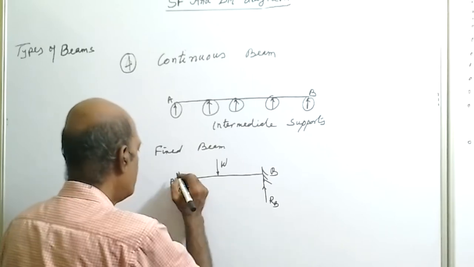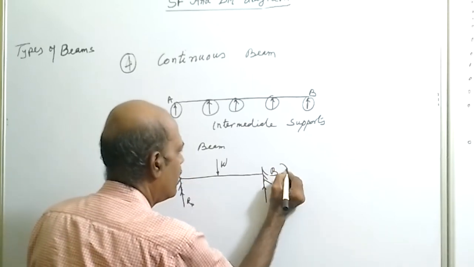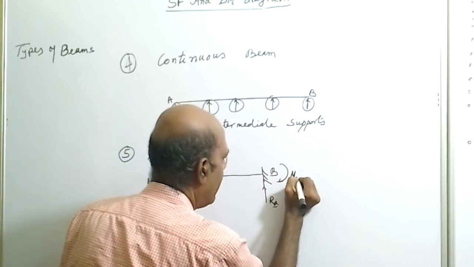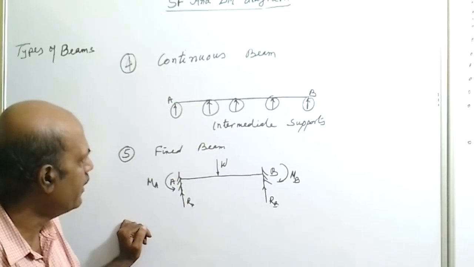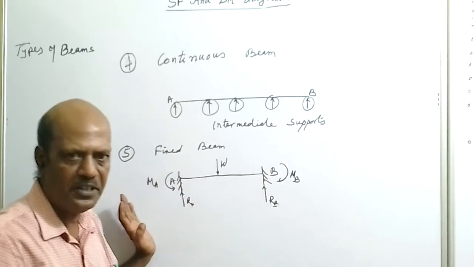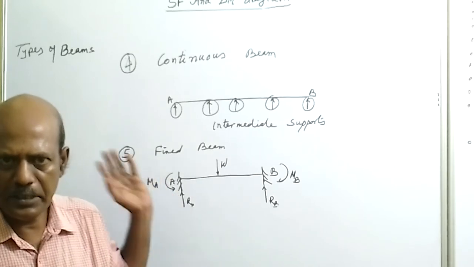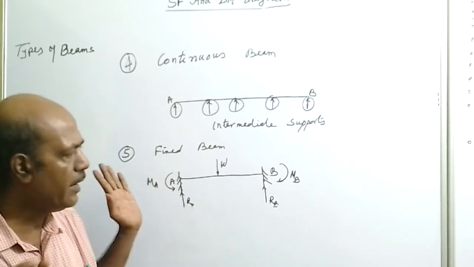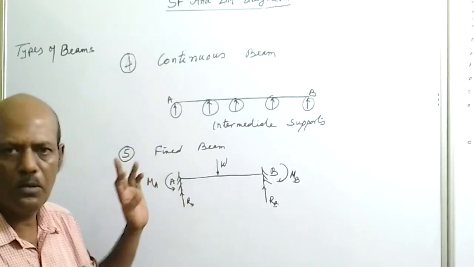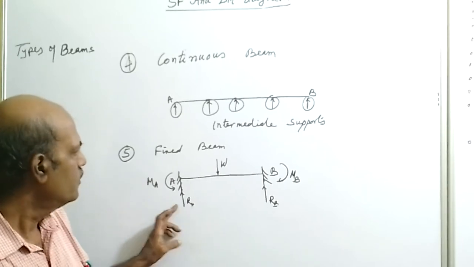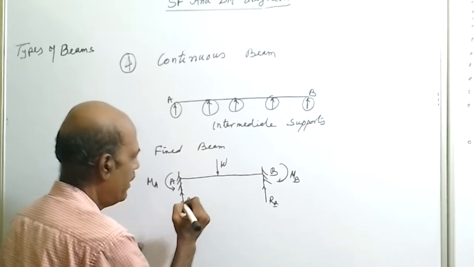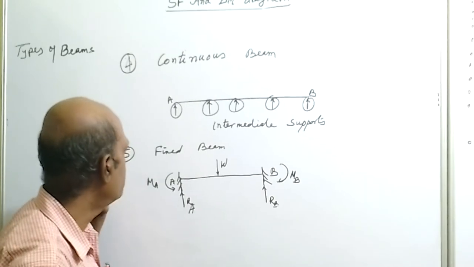Along with the reaction at both fixed ends, a moment will also develop, that is MA at A and MB at B. So this beam is called the fixed beam, the beam whose both ends are rigidly fixed at the ends. In this beam, whenever any kind of load is applied over the beam, two reactions as well as two moments at the ends will develop.